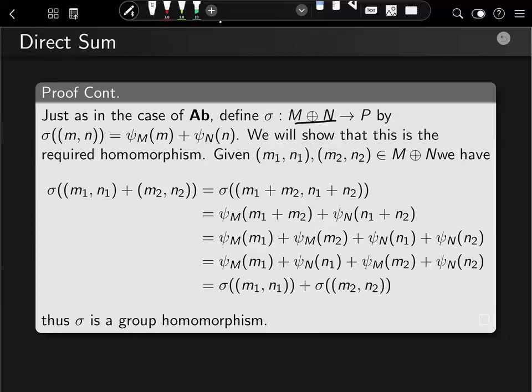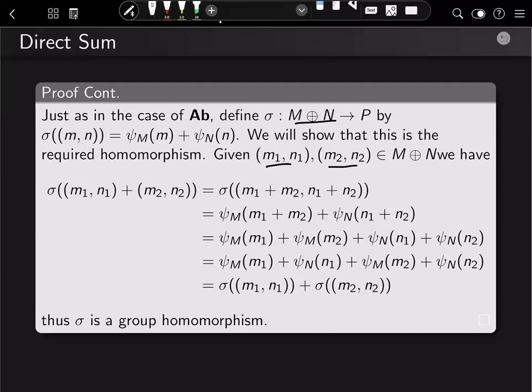So first we're going to show that it is indeed a homomorphism. We're going to do the standard check. Given two elements of our direct sum, we have sigma of (m sub 1, n sub 1) plus (m sub 2, n sub 2). We add these together in our direct sum, so nothing crazy yet.